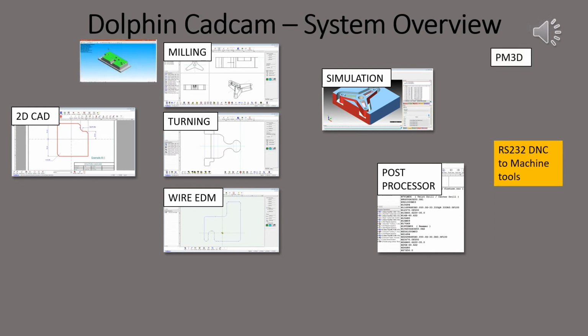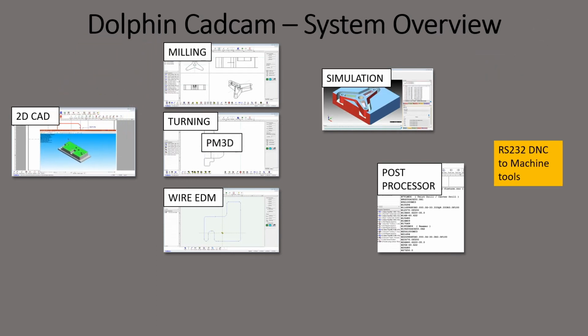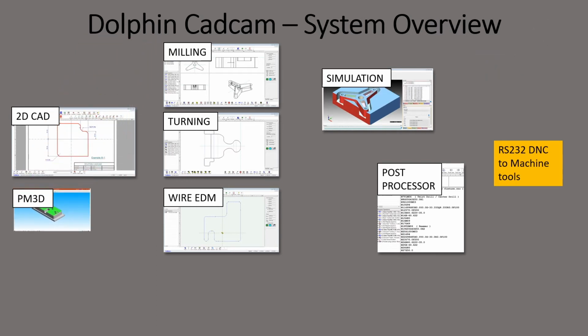The PM3D module allows IGES and STEP files to be imported and 2D shapes to be extracted. Involute gears can also be designed and incorporated into PartMaster.